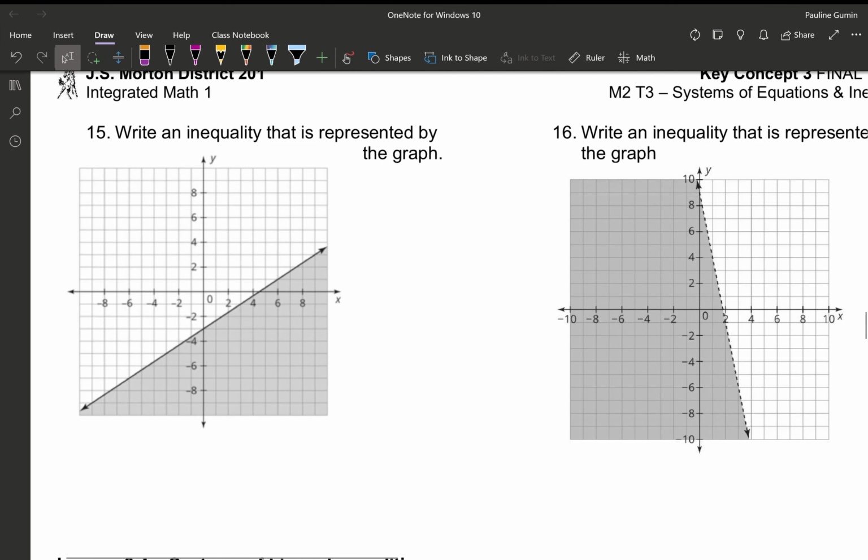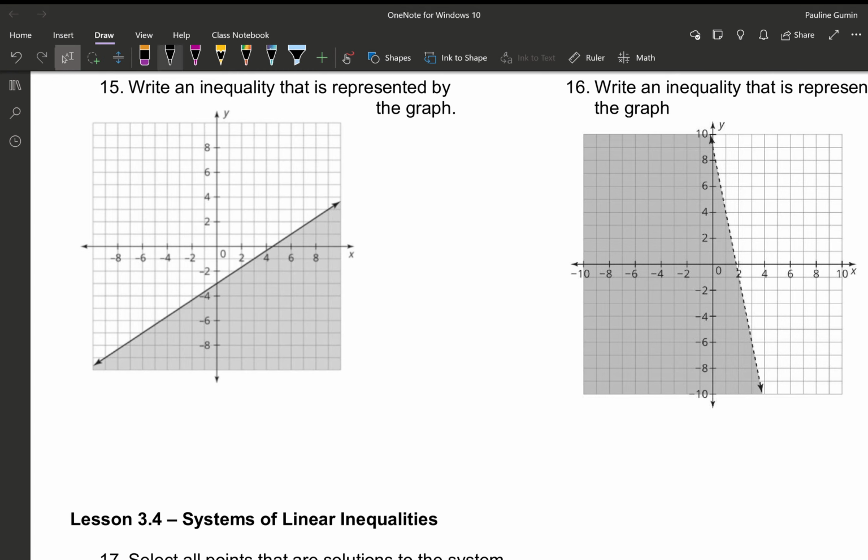Number 15, let's write the inequality that is represented by these graphs, or 15 and 16. Okay, so I know that I will have the following type of inequality. I'm going to have a y, some sort of symbol, mx, and a b. Y is y, x is x, m is your slope, b is your y-intercept. So first let's figure out what the symbol is going to be. The way I do that is by placing my pen or pencil anywhere on my line, and you're going to pull straight up or straight down.